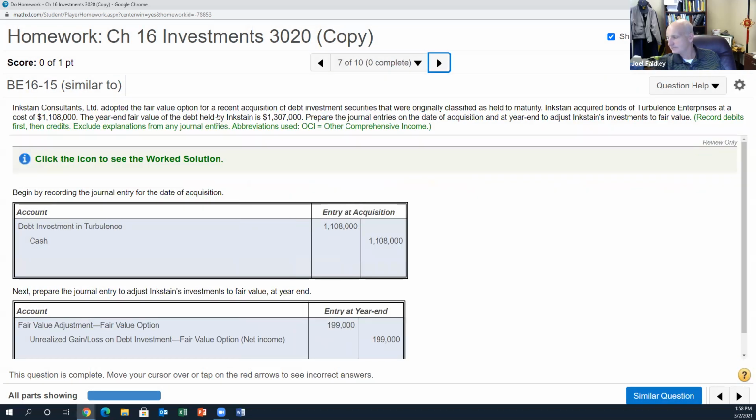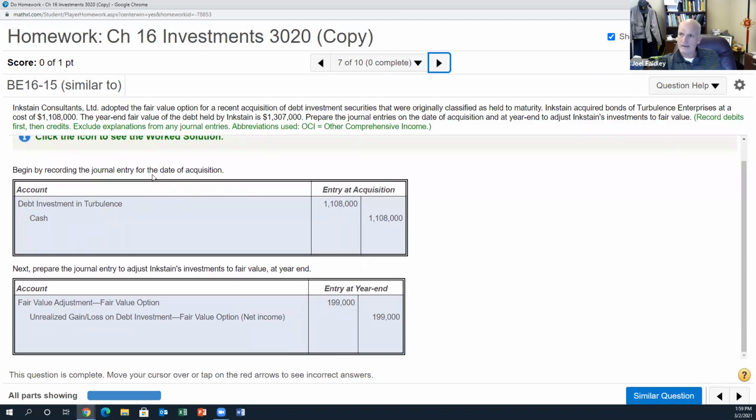Number 7. Now, what I've stated in the other video and in class is held to maturity means you're going to hold the bond investment till the end. And in that case, you would never have a holding gain or loss because all your holding gains and losses would offset by the end, because you never have a gain or loss if you hold a bond till maturity. But you have the option here. GAAP allows a company to use the fair value option. And in this case, that's what they've elected to do.